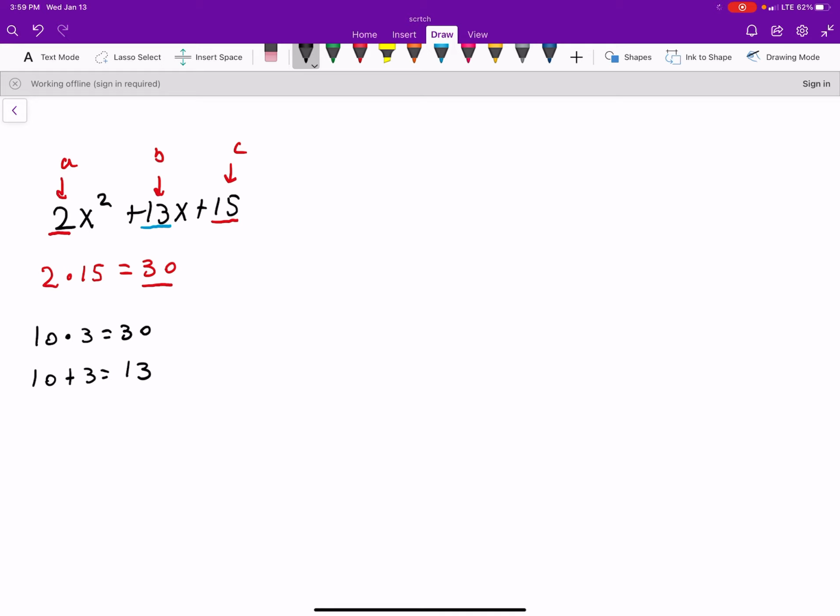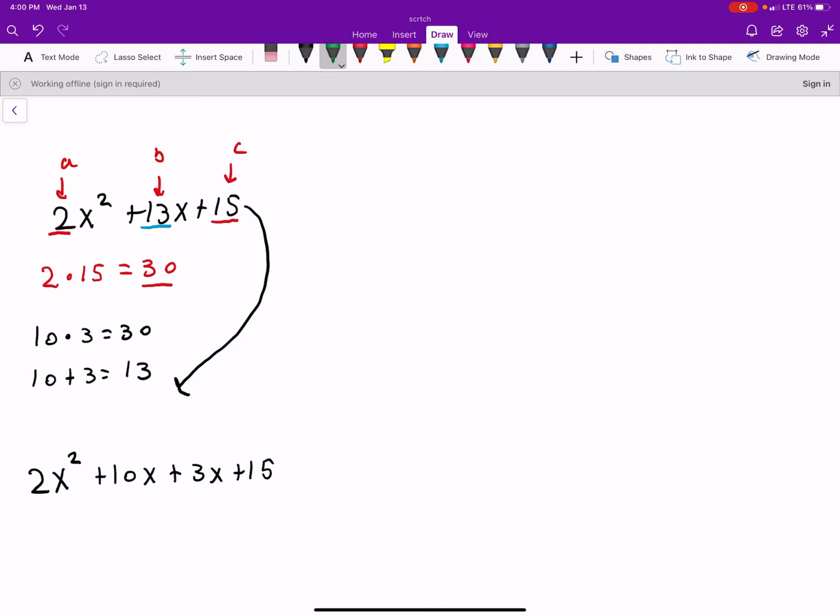So I'm going to rewrite this down here as 2x squared, so that doesn't change. But here's where it changes a little bit. Instead of writing plus 13x, I'm going to write plus 10x plus 3x. I'm going to bring down the 15. So I didn't change anything, right? 10x plus 3x is still 13x. But I rewrote it in a way that I can use factoring by grouping.